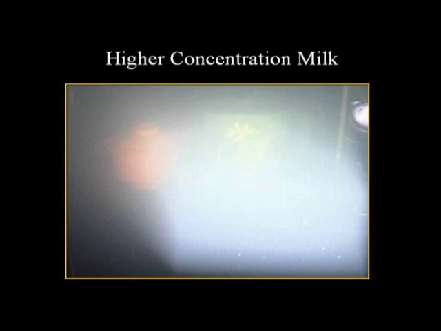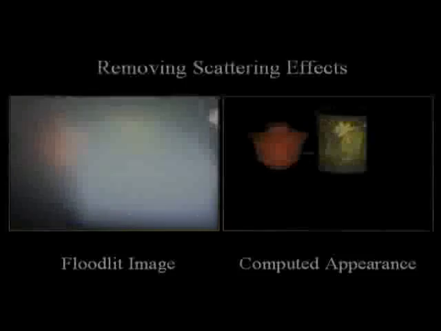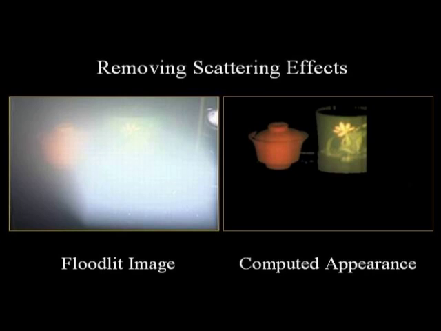Here we show a harder example with higher milk concentration. Notice the significant backscattering and loss of contrast in the floodlit image. We now show the light stripe scan. Notice that the intersections of the stripes with the objects are very dim and are almost invisible towards the end. Even in this case, our methods perform very well.